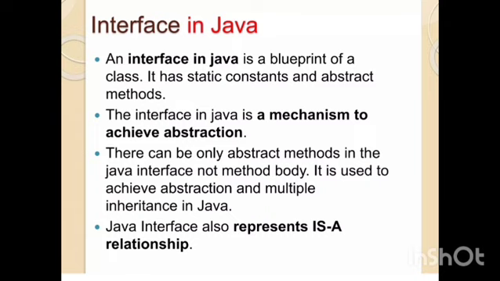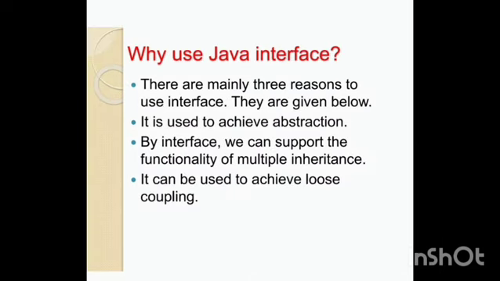So an interface in Java is a blueprint of a class. It has static constants and abstract methods. Java interfaces also represent IS-A relationships. There can be only abstract methods in the Java interface, not a method body. It is used to achieve abstraction and multiple inheritance in Java. There are mainly three reasons to use interfaces, given below. It is used to achieve abstraction. By interface, we can support the functionality of multiple inheritance. It can be used to achieve loose coupling.